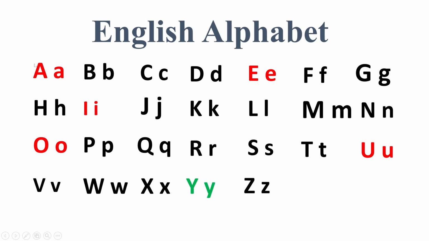The letters on the left are capital, but the ones on the right are small or lowercase letters. And also, the letters in red are vowel letters. The letter Y is a semi-vowel because sometimes it is a vowel, and at other times it's a consonant.